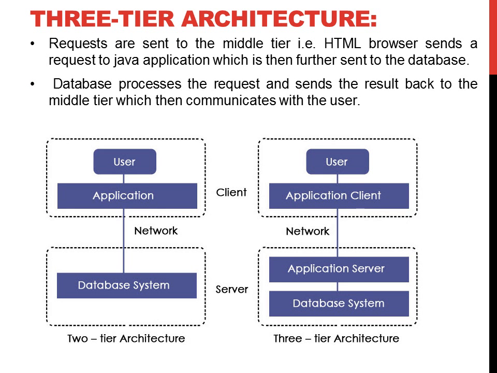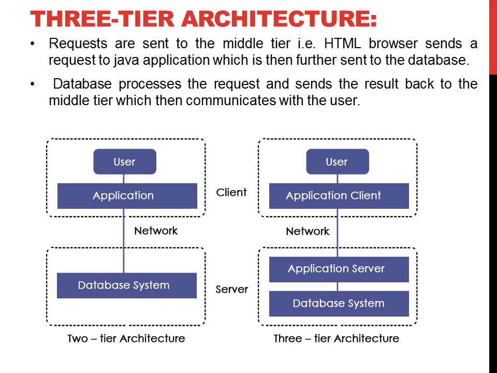So here the first figure is a 2-tier architecture. In the second figure we have an application server. There is a middle layer, and the requests are first sent to this middle tier, and that middle tier will send the request to the database, and the database processes the request and sends the result back to the middle tier first. The middle tier will communicate with the user. So that is the main difference between 2-tier architecture and 3-tier architecture.